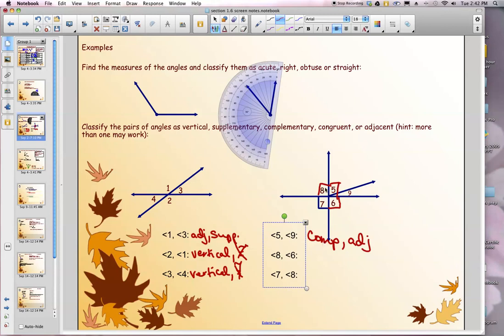8 and 6 sit across from each other. They are vertical angles and congruent. And 7 and 8 make a straight line, so they are supplementary. They're also both 90 degrees, so they're congruent. And they're adjacent because they sit next to each other. So 7 and 8 have all kinds of relationships.